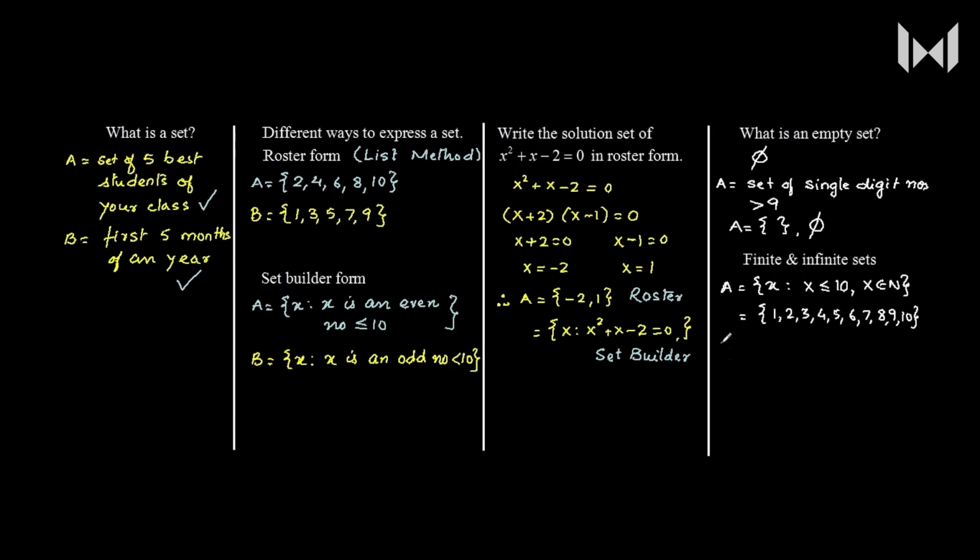On the other hand, suppose I look at another set, say B, and I write x such that x is a multiple of 3, and x belongs to the set of natural numbers. Now we know the first element shall be 3, 6, 9, 12 and so on. This set will never end, and because it has an infinite number of elements, it is called an infinite set.